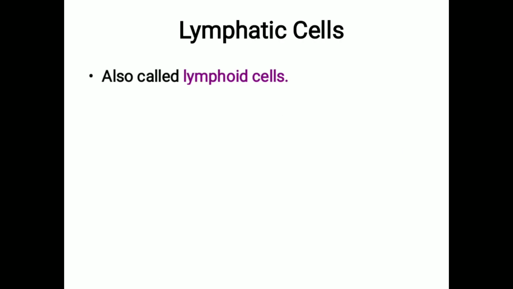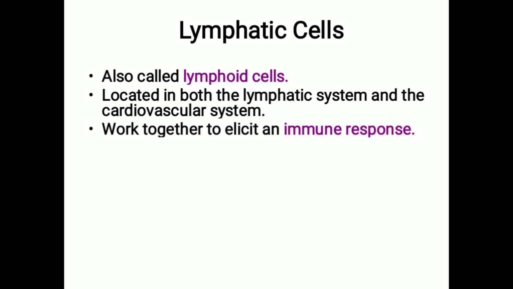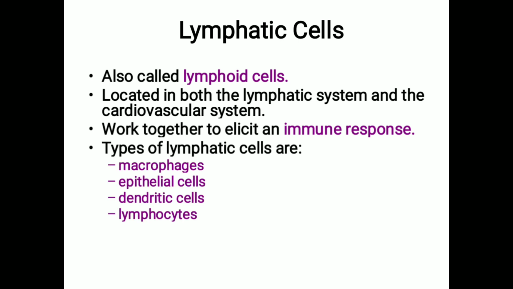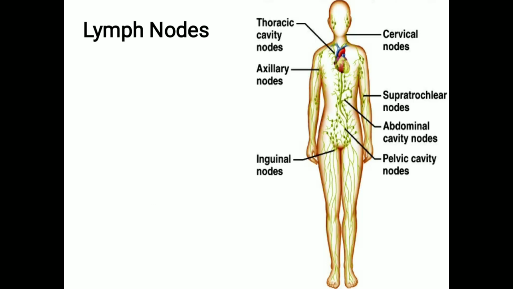Okay, lymphatic cells, also called lymphoid cells, are located in both the lymphatic system and cardiovascular system and work together to elicit an immune response. Types of lymphatic cells are macrophages, epithelial cells, dendritic cells, and lymphocytes. Next, we look into lymphatic organs. Lymphatic organs are arranged in two groups, primary and secondary organs. Primary organs are the red bone marrow and thymus gland. Secondary organs are the lymph nodes, lymph nodules and spleen.